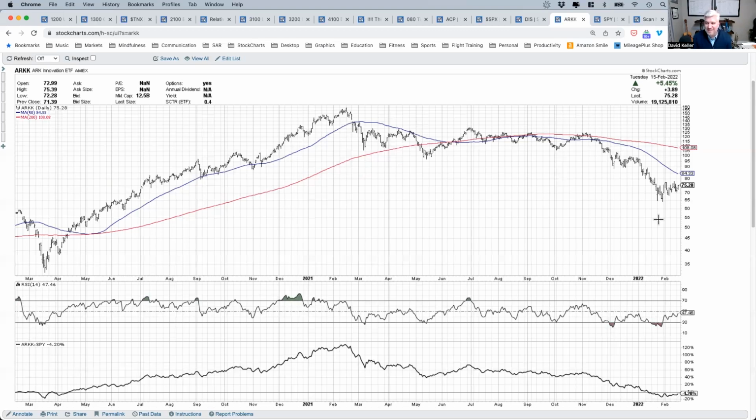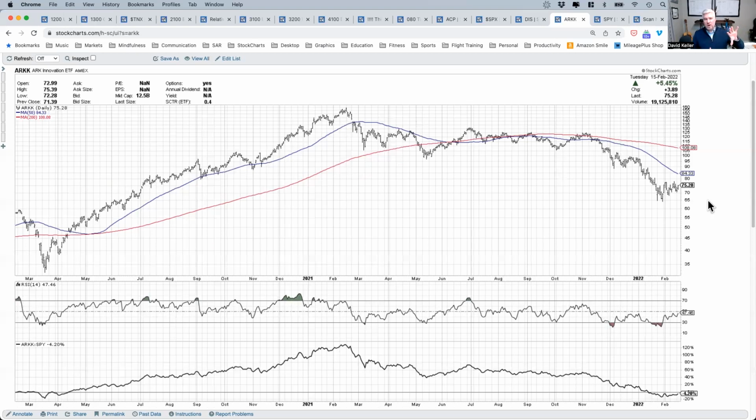So what would we need to see on the chart of ARK Innovation Fund? Well, similar to what we talked about with Disney, you want to see a higher high, you need to see a higher low. The RSI has remained below 50 for the last 10 to 12 weeks. You need to get above that and get above 60, which is where we found resistance a number of times.